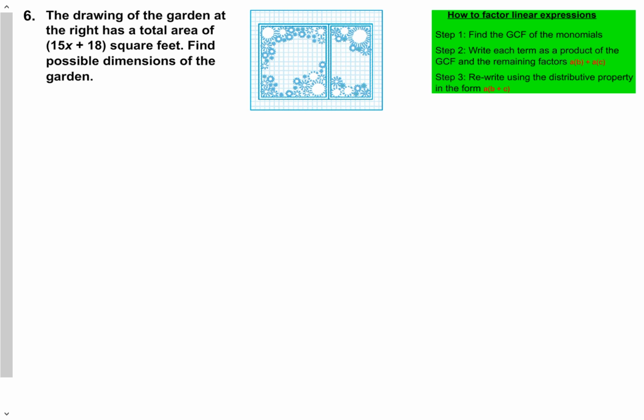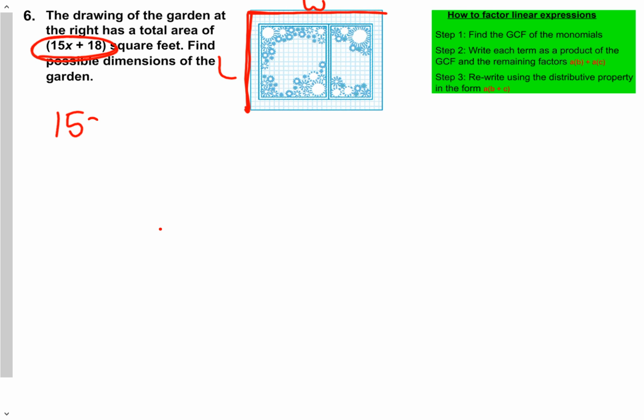Okay, here's some applications for our factoring linear expressions. The drawing of the garden at the right has a total area of 15x plus 18 square feet. Find the possible dimensions of the garden. And remember, this is a rectangle, so we have a length times a width. Okay, so what we're going to do is take this expression and factor it so that we can find the possible dimensions.